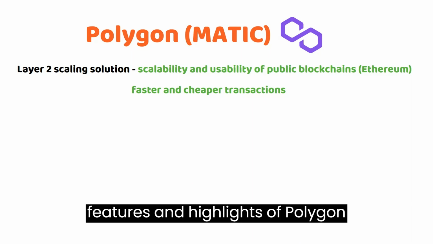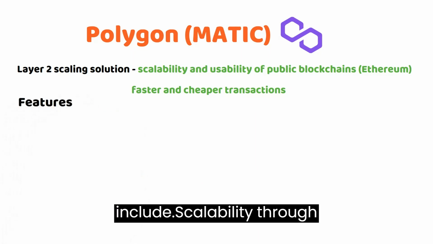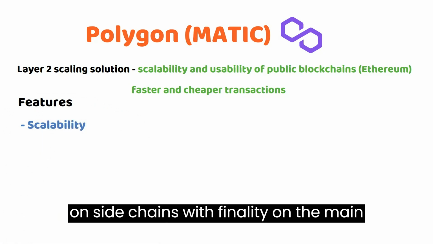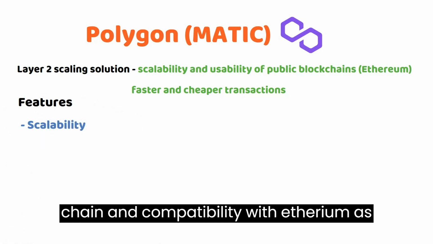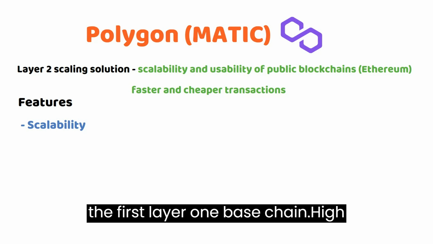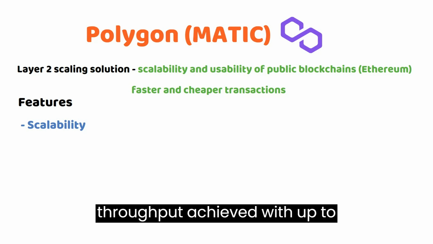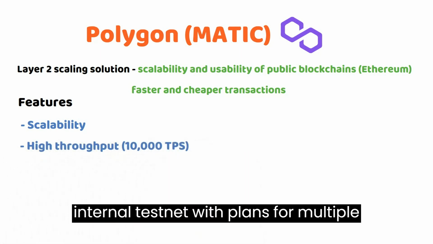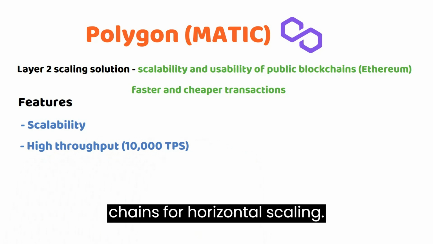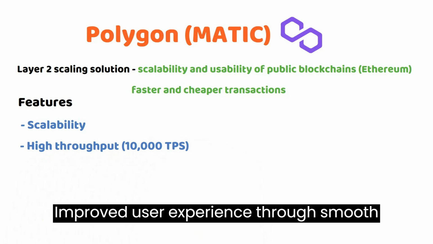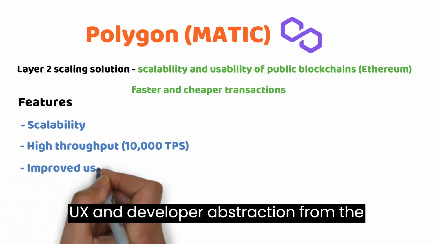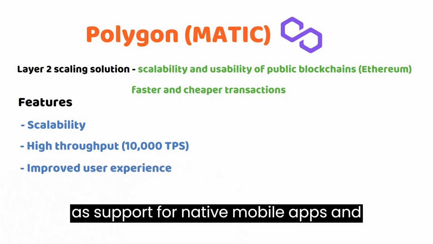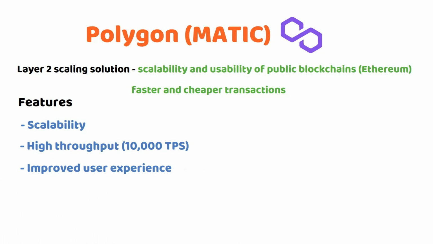The key features and highlights of Polygon include scalability through fast, low-cost, and secure transactions on sidechains with finality on the main chain and compatibility with Ethereum as the first Layer 1 base chain. High throughput achieved with up to 10,000 TPS on a single sidechain in internal testnet, with plans for multiple chains for horizontal scaling. Improved user experience through smooth UX and developer abstraction from the main chain to the Polygon chain, as well as support for native mobile apps and SDK with Wallet Connect.